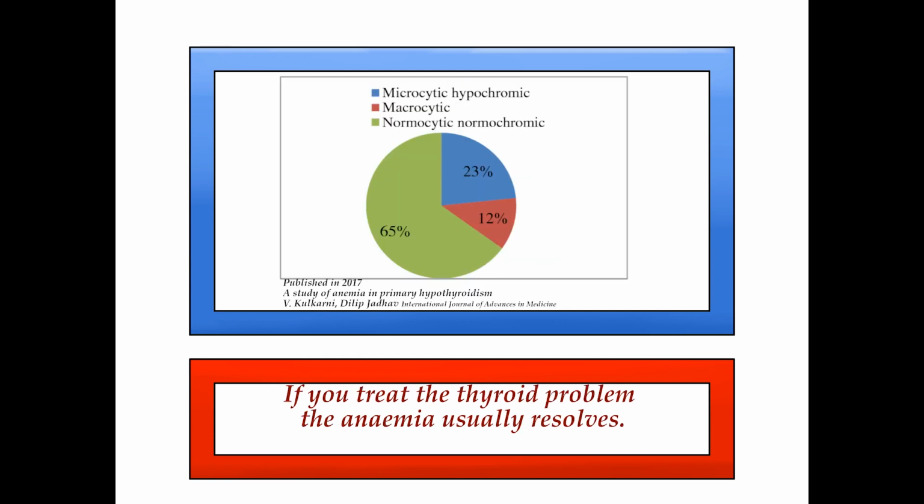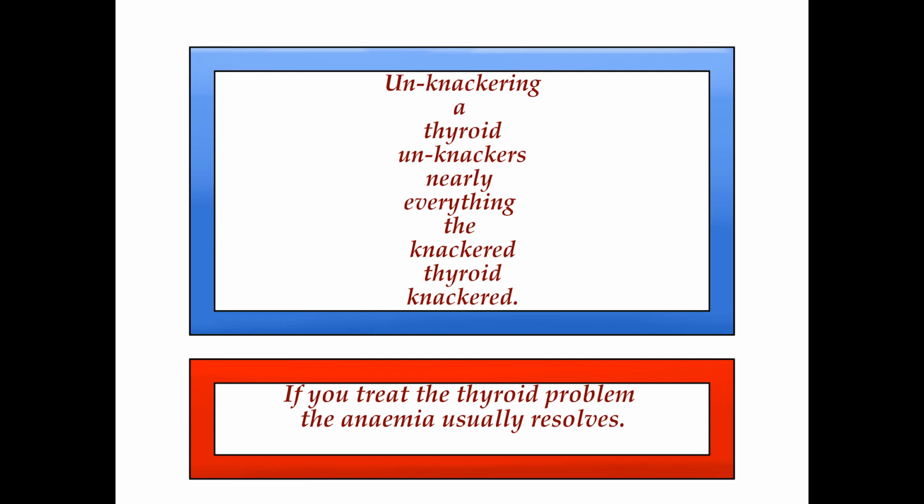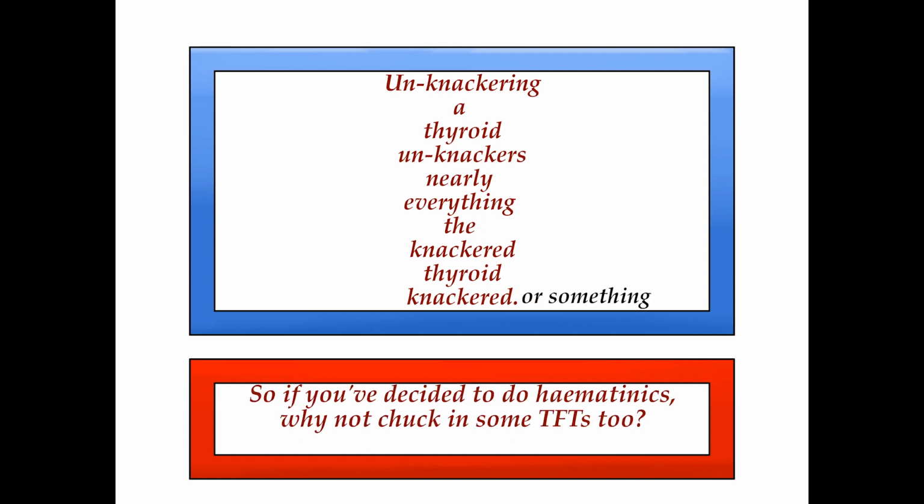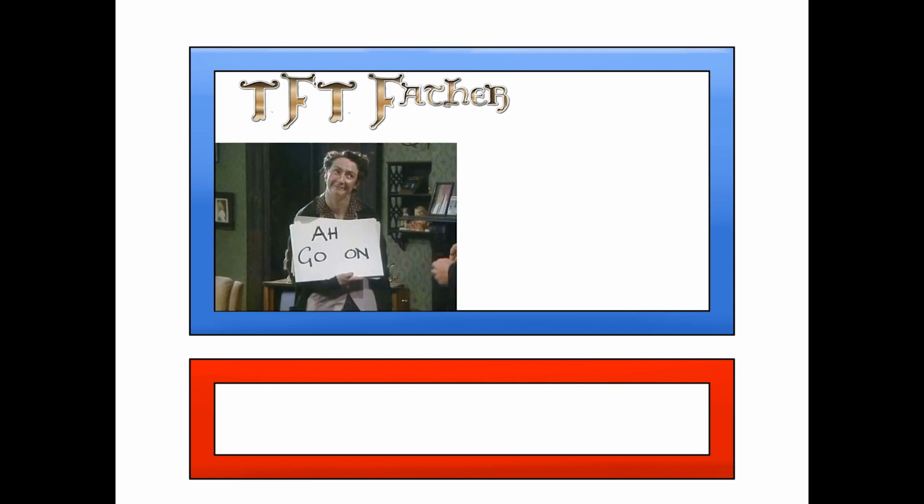What we do know is that the majority of anemias related to thyroid disease improve if you treat the underlying cause and sort out the thyroid problems. So if you're investigating anemia, and you got to the stage where you're doing hematinics, it's probably worth throwing in a set of TFTs as well.